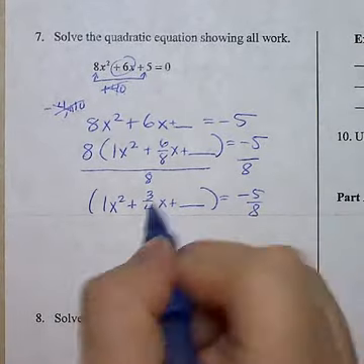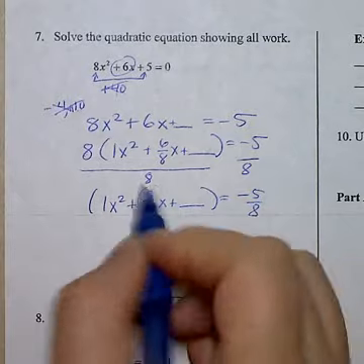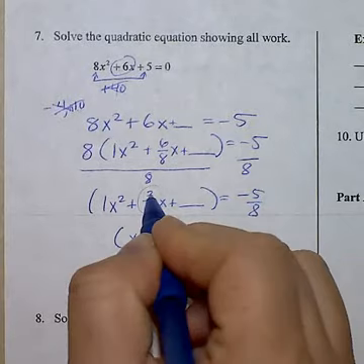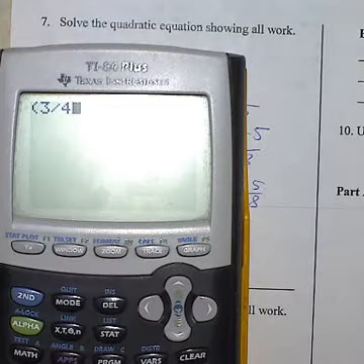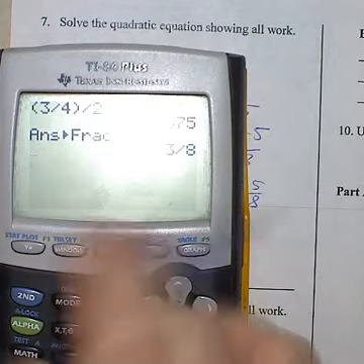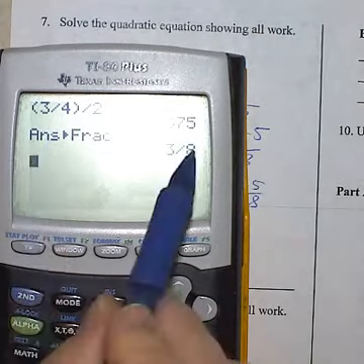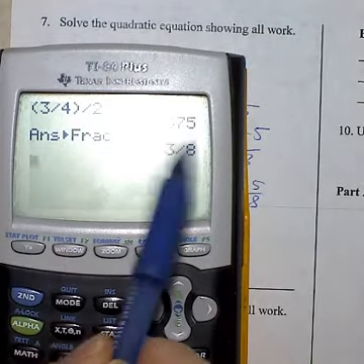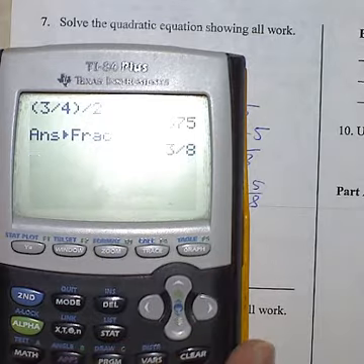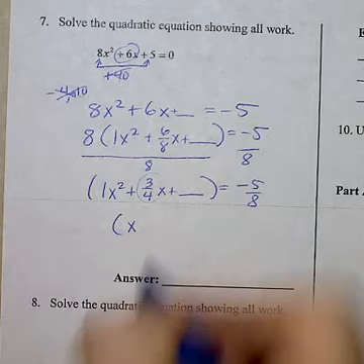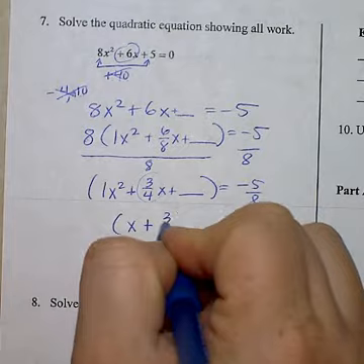Okay, so take the b term and divide it by 2. So I'm going to take this term and divide it by 2. You're welcome to use a calculator to do that. 3 divided by 4, and then divide it by 2 and turn it back into a fraction. Recognize that this 3/4, when you divide it by 2, you're just going to double the denominator. So 3/4 becomes 3/8. There's your positive sign and 3/8.